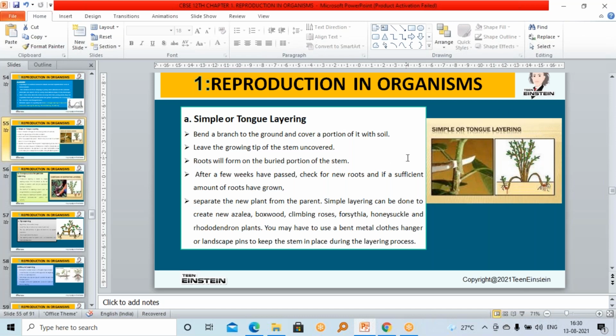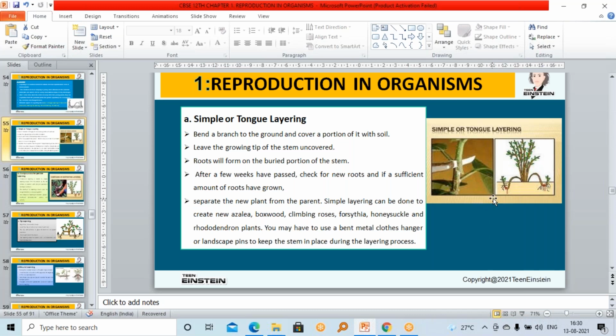See, look at this picture. From the picture itself, it's clear. As I explained in the general procedure of layering, in simple or tongue layering also, we just bend a flexible and low growing branch towards the ground. You can see in this, just bending a flexible and low growing branch towards the ground.